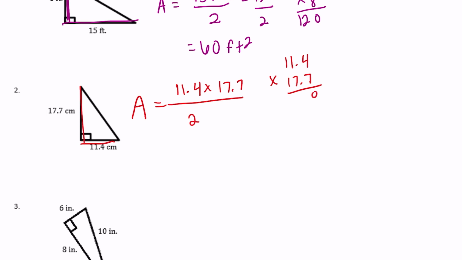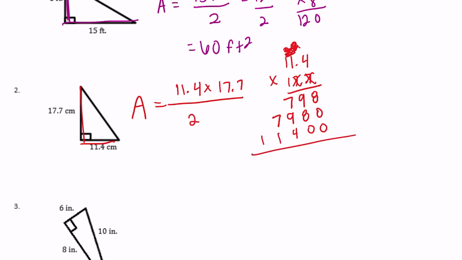So 7 times 4 is 28. Carry the 2. 7 times 1 is 7, plus 2 is 9. 7 times 1 is 7. So done with the 2. I'll put my 0 down. 7 times 7 is 28. Carry the 2. 7 times 1 is 7, plus 2 is 9, and 7 times 1 is 7. Again, get rid of the 2, and now I'll put down 2 zeros, and we just have the 1. 1 times 4 is 4. 1 times 1 is 1, and 1 times 1 is 1.